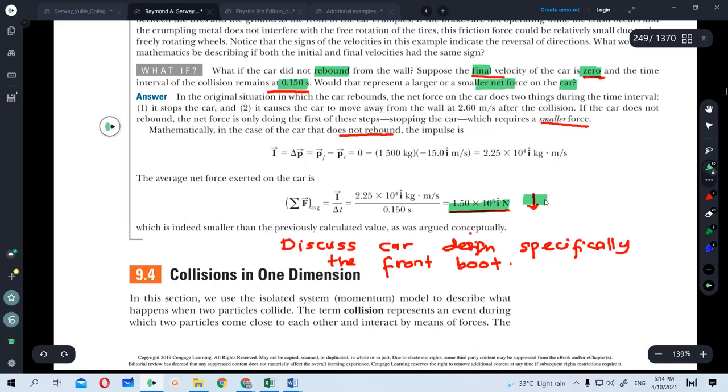So again, if you are to discuss the design of the car, especially the front boot, that is destroyed completely, so that the final velocity of the car is 0, is it good or is it bad? Is it good for your physical health, or is it bad? Think in terms of that.